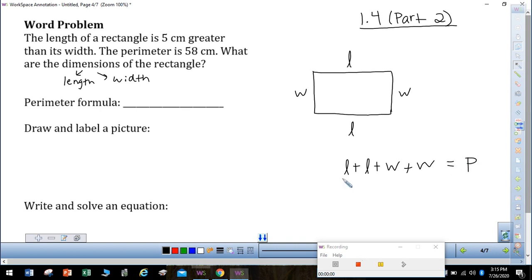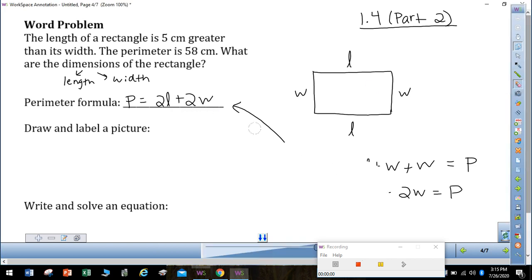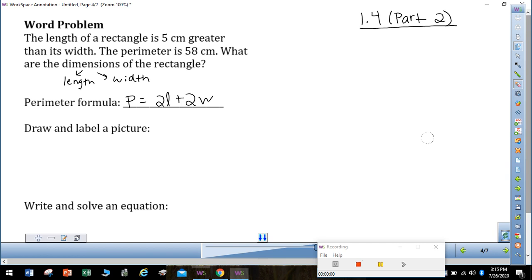And these are like terms here. So 1 length plus 1 length is 2 lengths, so 2L. We can also combine these together to write this as 2W. So this is the perimeter formula that we're going to think about using today. So I'm going to rewrite that over here on the line. And I'm going to clear off some space here.